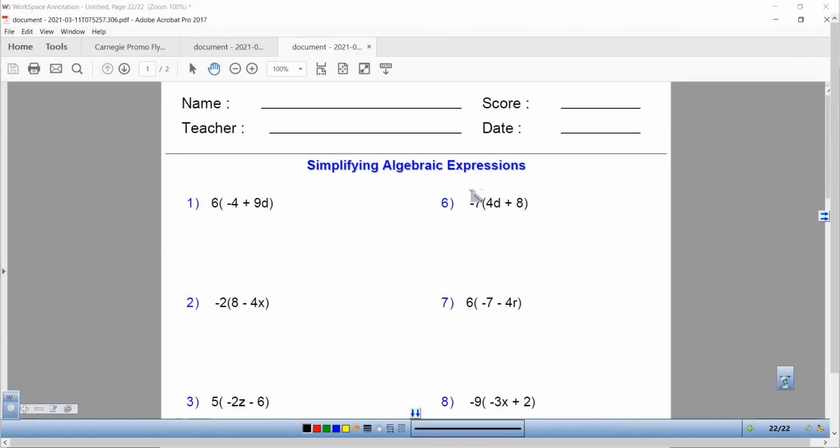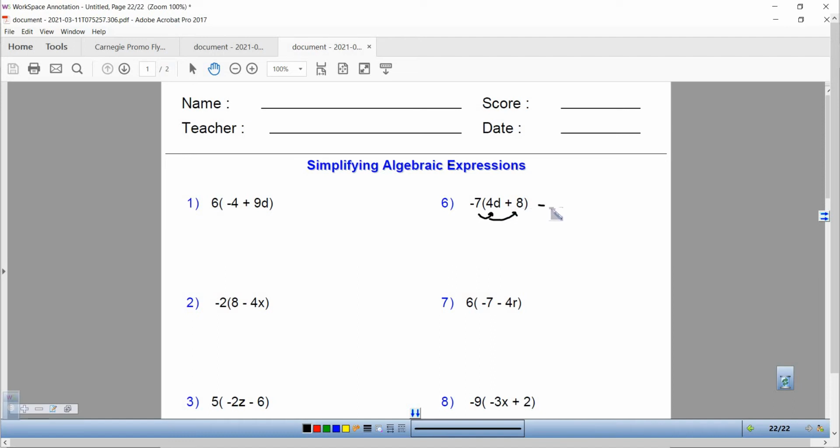Remember, this number outside the parentheses means multiplication. We don't put a symbol there. We could put a dot. We wouldn't put an X because we don't do that anymore. But we are multiplying, and we're going to take this number outside the parentheses and multiply it by both terms inside the parentheses. I like to put these arrows to remind myself to do both.